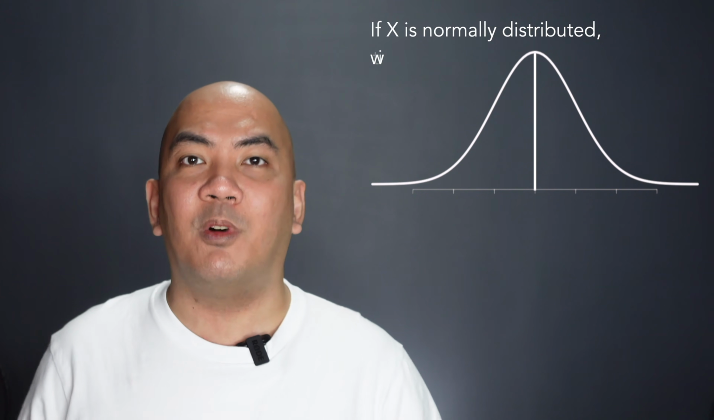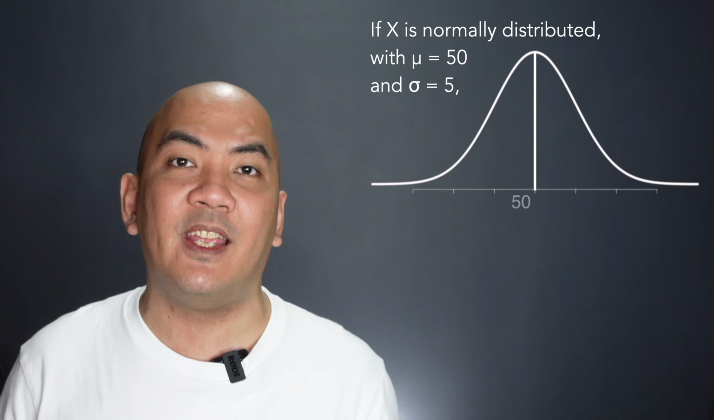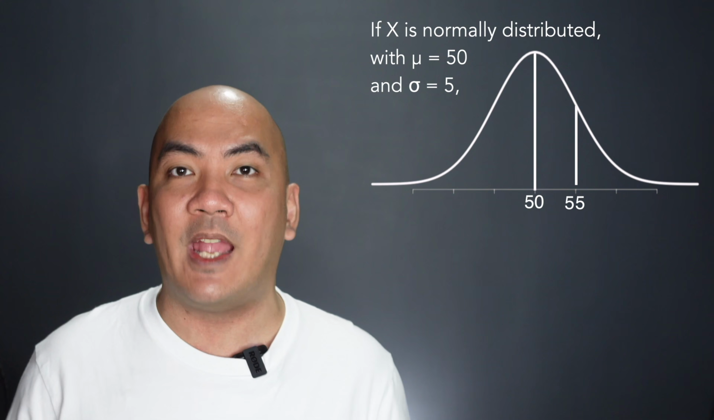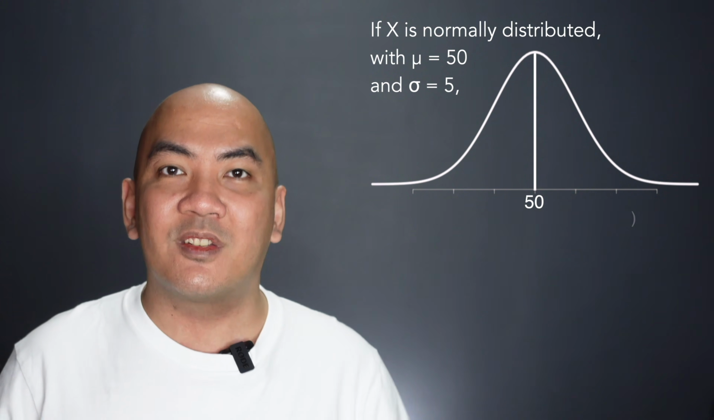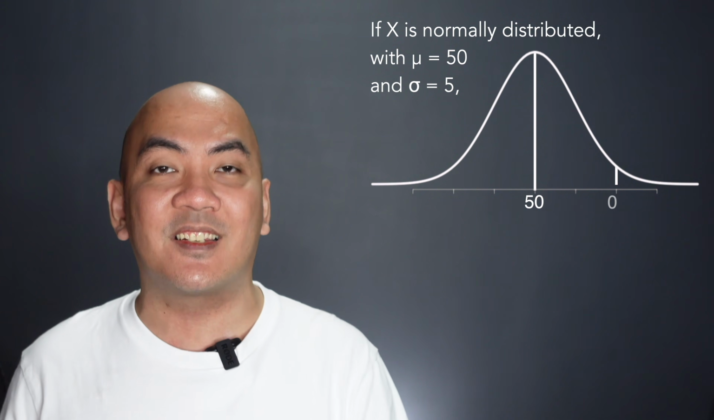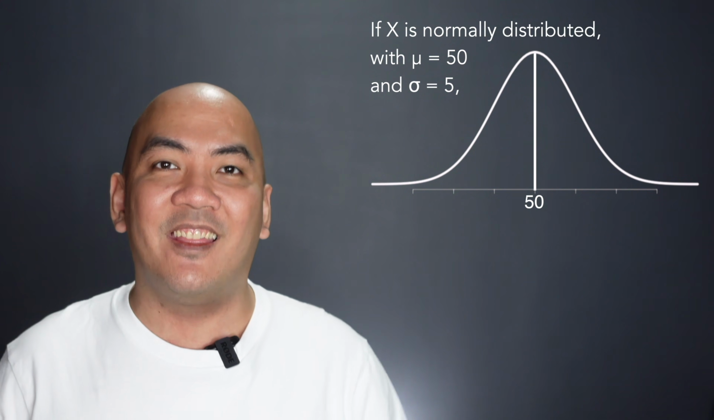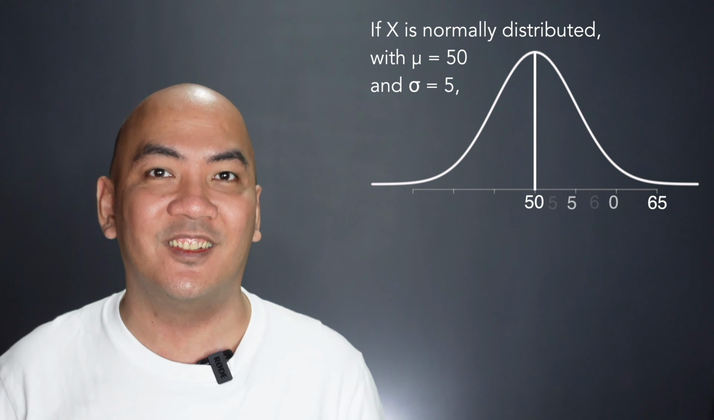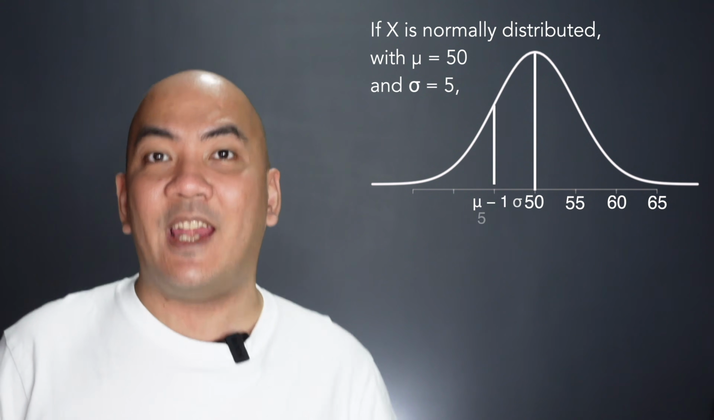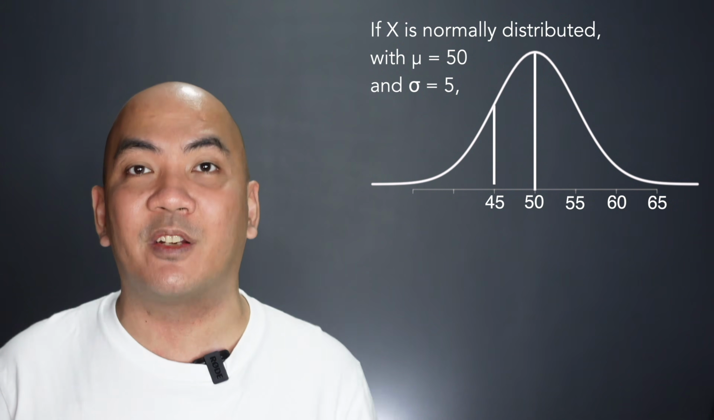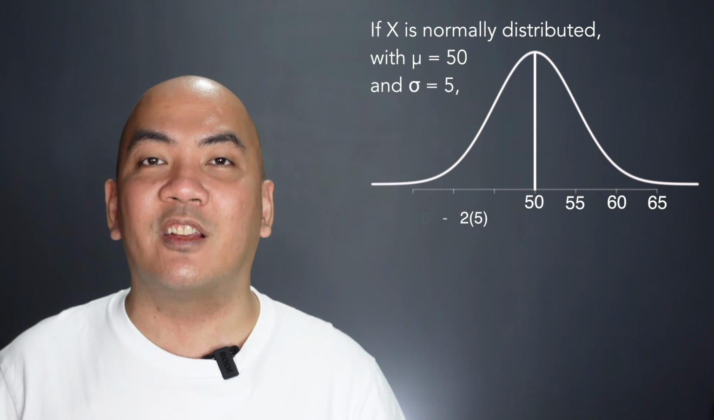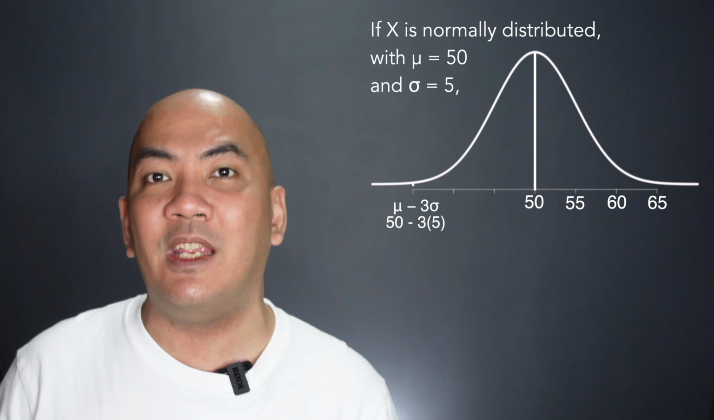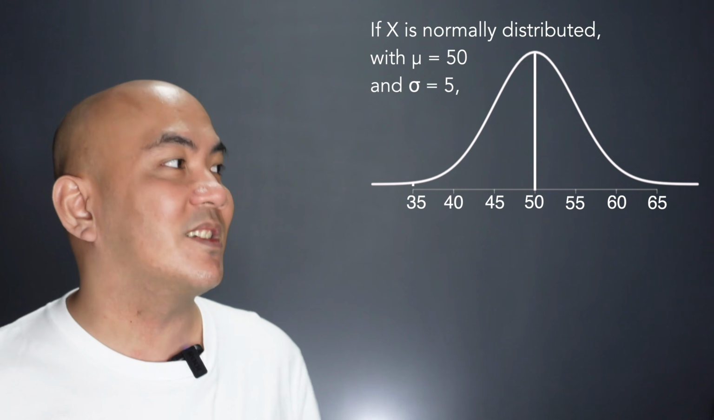So if we have a random variable x which is normally distributed with a mean of 50 and standard deviation of 5, 1 standard deviation more than the mean, which is 55, is on this part of the distribution. 2 standard deviations more than the mean, which is 60, is on this part of the distribution. And 3 standard deviations more than the mean, which is 65, is on this part of the distribution. And by symmetry, 1 standard deviation less than the mean, which is 45, is on this part of the distribution. Similarly, 2 standard deviations less than the mean, which is 40, and 3 standard deviations less than the mean, which is 35, are on this part of the distribution.